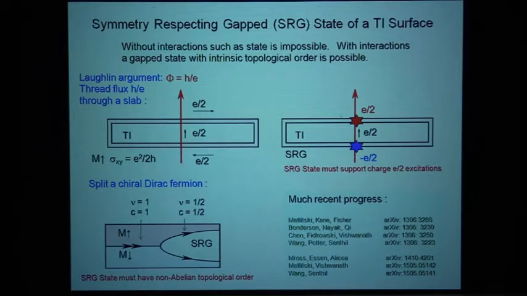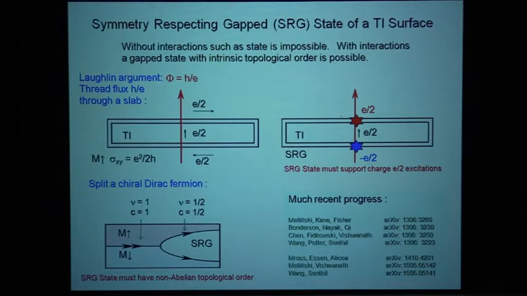Okay? But now, since I have a gap, and so when I thread the flux, since I have time reversal symmetry, there can be no Hall conductivity on the surface. So that charge just stays put, and it has to be left there at the end. And so in order to have this gapped state, it must be possible to leave a charge e/2 behind after you're finished. So that means that there have to be eigenstates of this system that have charge e/2. Okay, and so this surface state, if you have a gap, must support these fractionally charged, charge e/2 excitations.